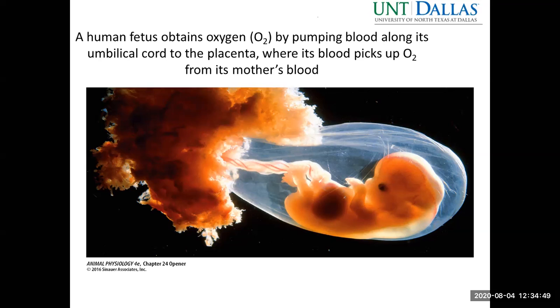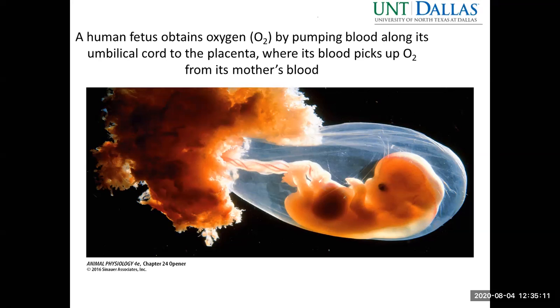In the placenta, the fetus's hemoglobin combines with oxygen that is released from the mother's hemoglobin. The oxygen combined with the fetal hemoglobin is then carried by the circulation of the fetus's blood from the placenta into the body of the fetus, where the oxygen is used.